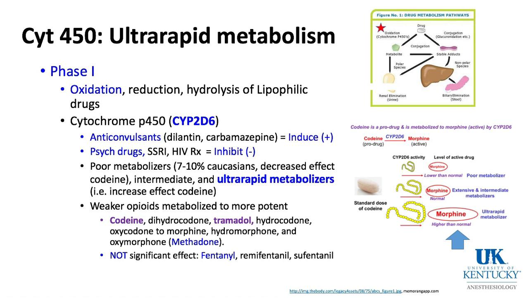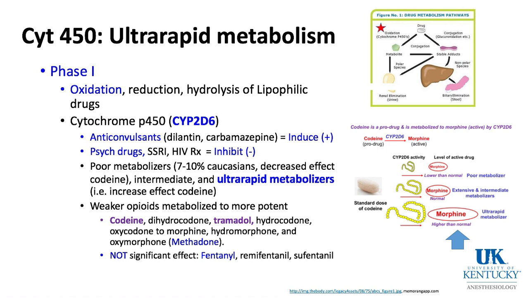Now, to the point that was in the keyword: can you have variations in this cytochrome system? And what does ultrarapid refer to? The graphic on the bottom right shows codeine, a prodrug, being metabolized to morphine. That's what makes it active. Codeine alone is not effective as an analgesic. It is metabolized by the CYP2D6 system to morphine.